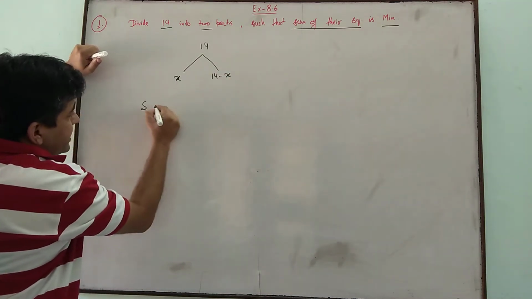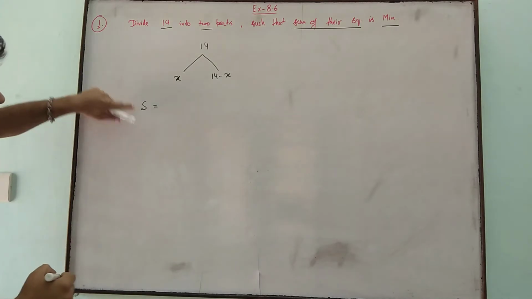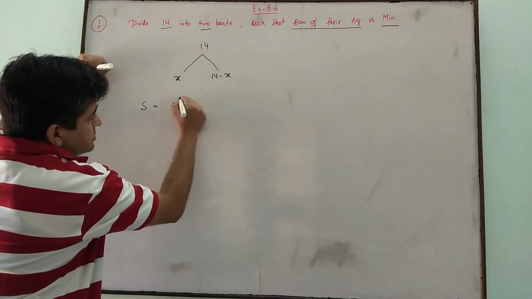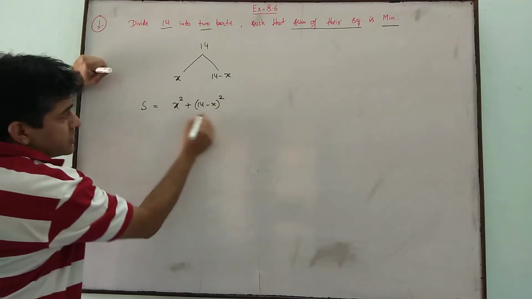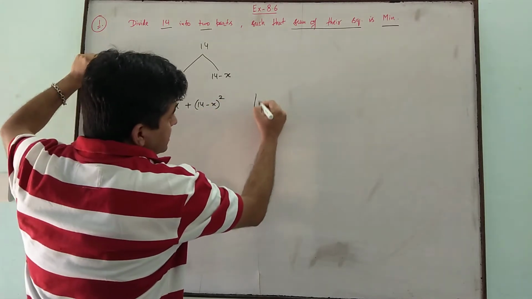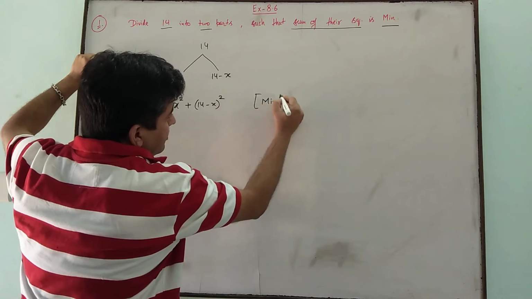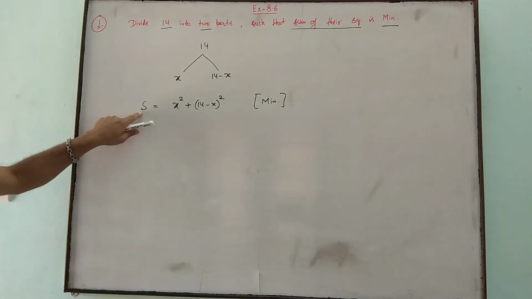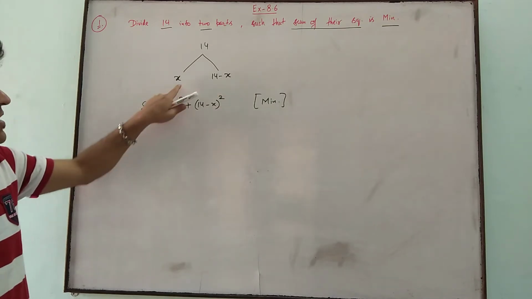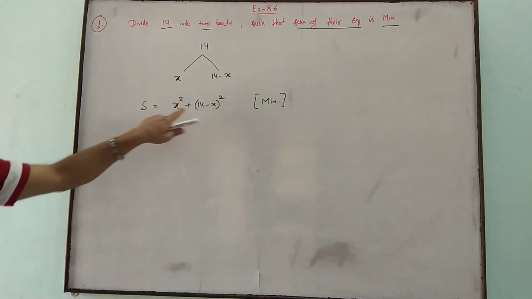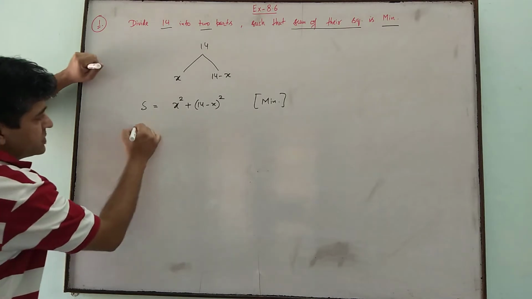Sum of their squares, let us say, is represented by s. He said this must be minimum. That means we need to differentiate this. And we have already done it in a single variable only, so it depends on x. So differentiate it with respect to x.